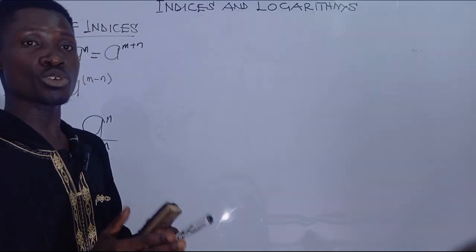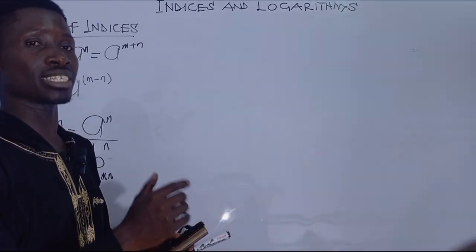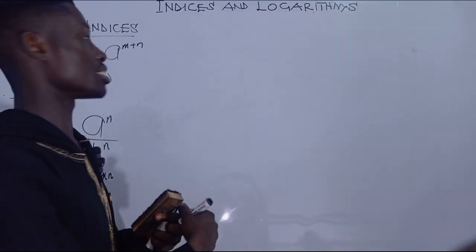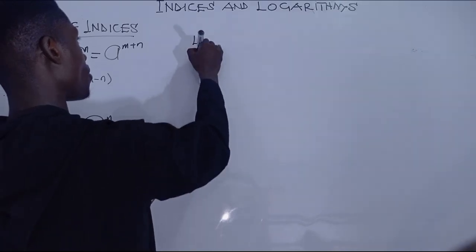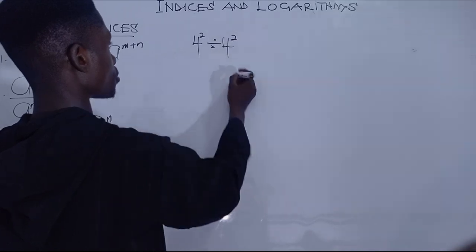Now let's look at some properties of indices. So in doing that, let's go through this activity and then come out with our observation. So let's take it that you have 4 raised to the power 2 divided by 4 raised to the power 2.